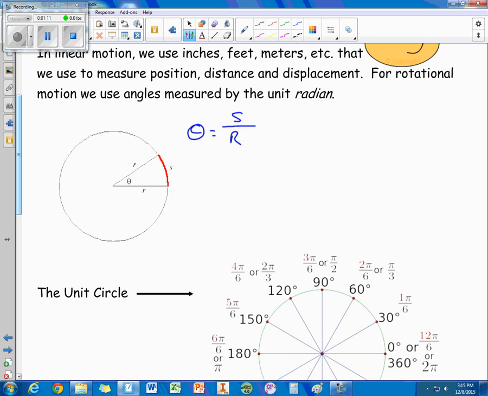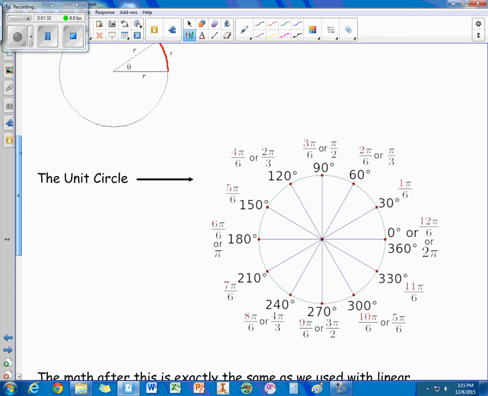And the unit for it, now notice that this would be meters divided by meters or feet divided by feet. So this is a ratio. So it's unitless. So we give it a value, or we just call it radians. Now this does lead us to something called the unit circle.